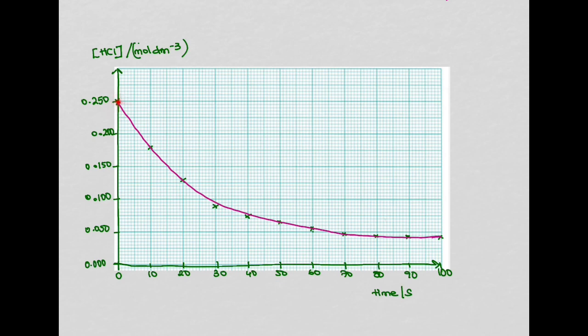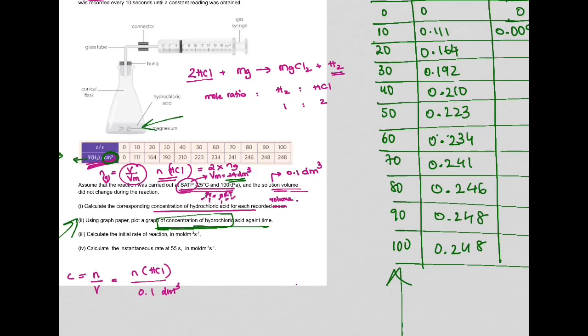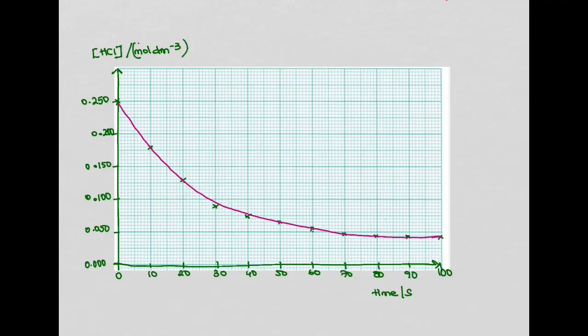So you will have to draw a tangent here. Draw the tangent, try to make it a long line so that you have a big triangle, and then from the tangent you find the gradient. The gradient is going to be the rate of the reaction. And the other one is rate at 55 seconds. So then you will draw another tangent at 55 seconds, draw another tangent over here, and then you will find the gradient of this line.